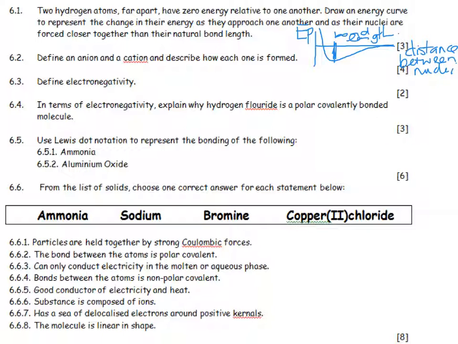Okay, define an anion and a cation and describe how each one is formed. So your anion is negatively charged, your cation is positively charged. The anion is formed when an atom gains electrons, whilst the cation is formed when an atom loses electrons.